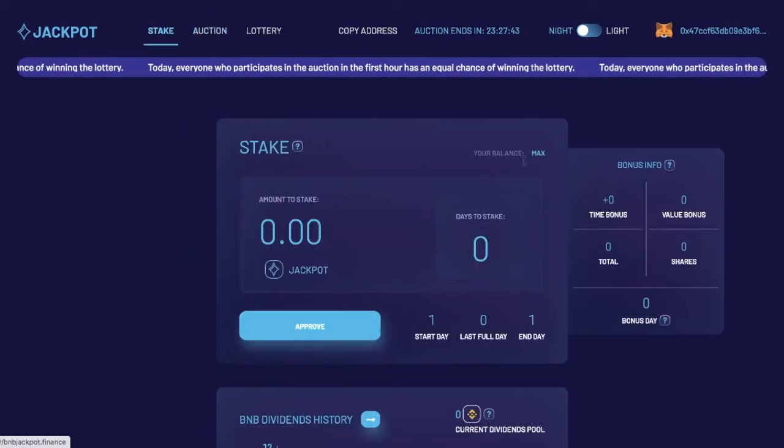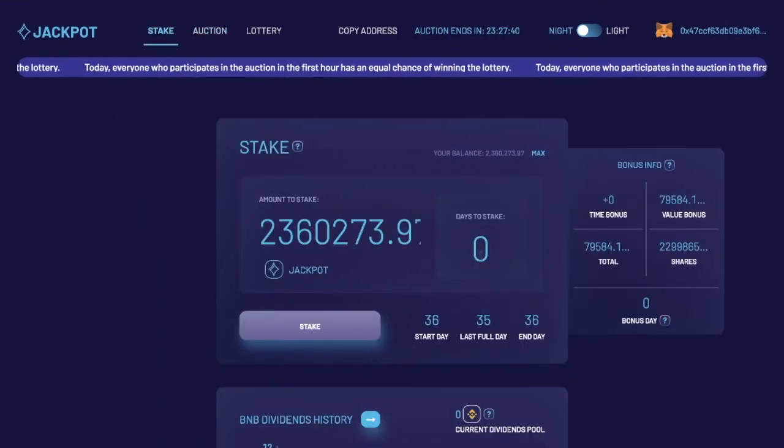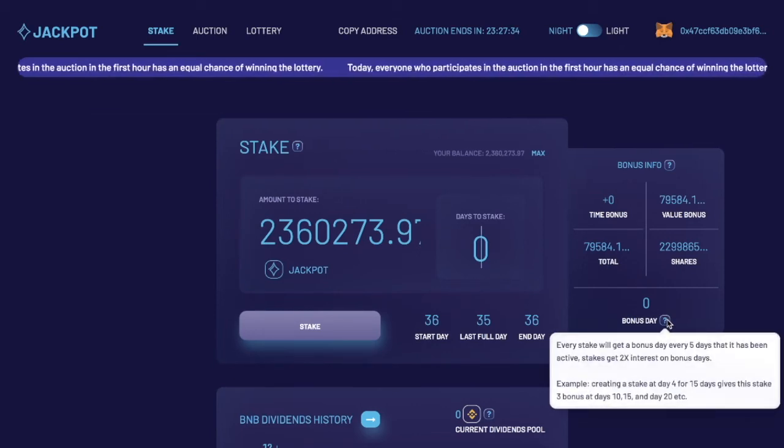Oh, no, that's the auction. So, days to stake. So, how much do I get? Every stake will get a bonus day for every 5 days it has been active. Stakes get 2x interest on bonus days. Example: creating a stake for 4 to 15 days gives the stake 3 bonus days.